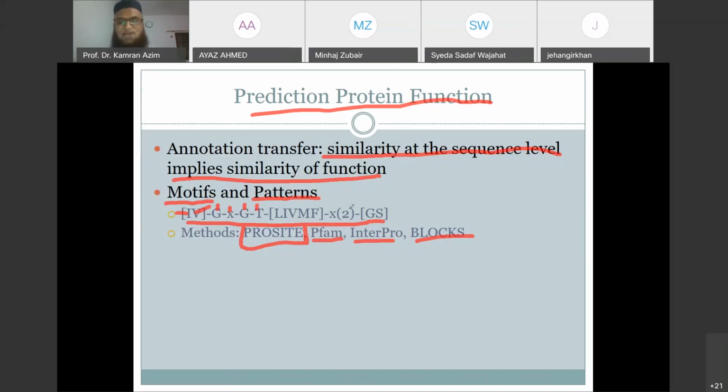2x here means any two amino acids. This is an example of a pattern present in a particular protein with particular function and particular structure.